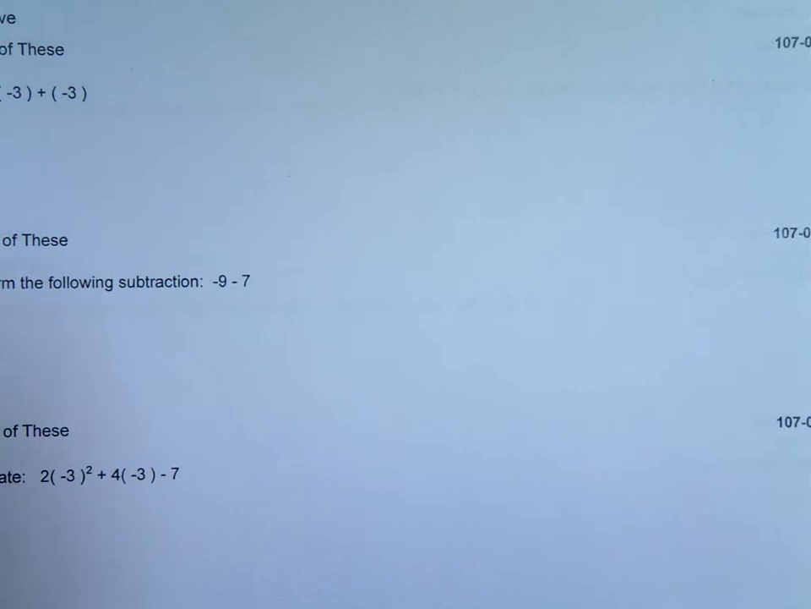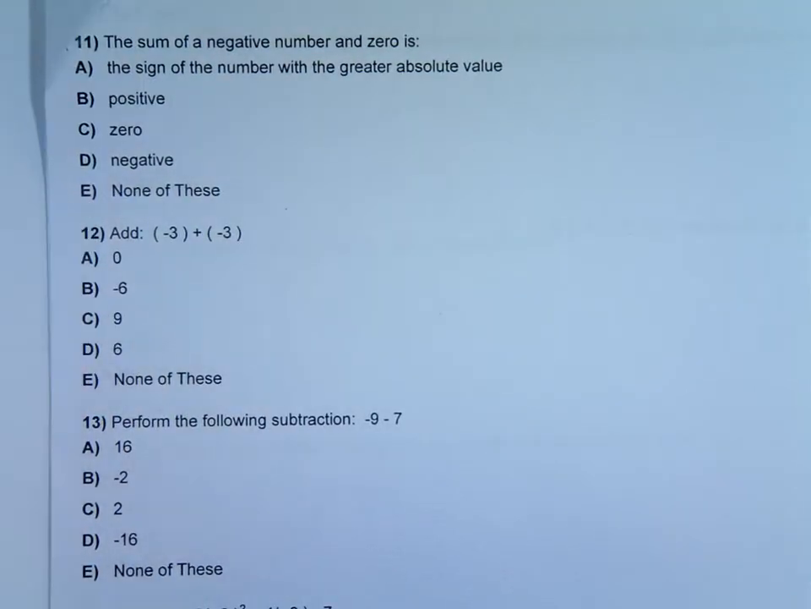The sum of a negative number and 0 is what? It says the sign of the number with the greater absolute value. The sum of a negative number and 0 is the sign of the number with the greater absolute value: a positive number, a 0, a negative number, and none of these.